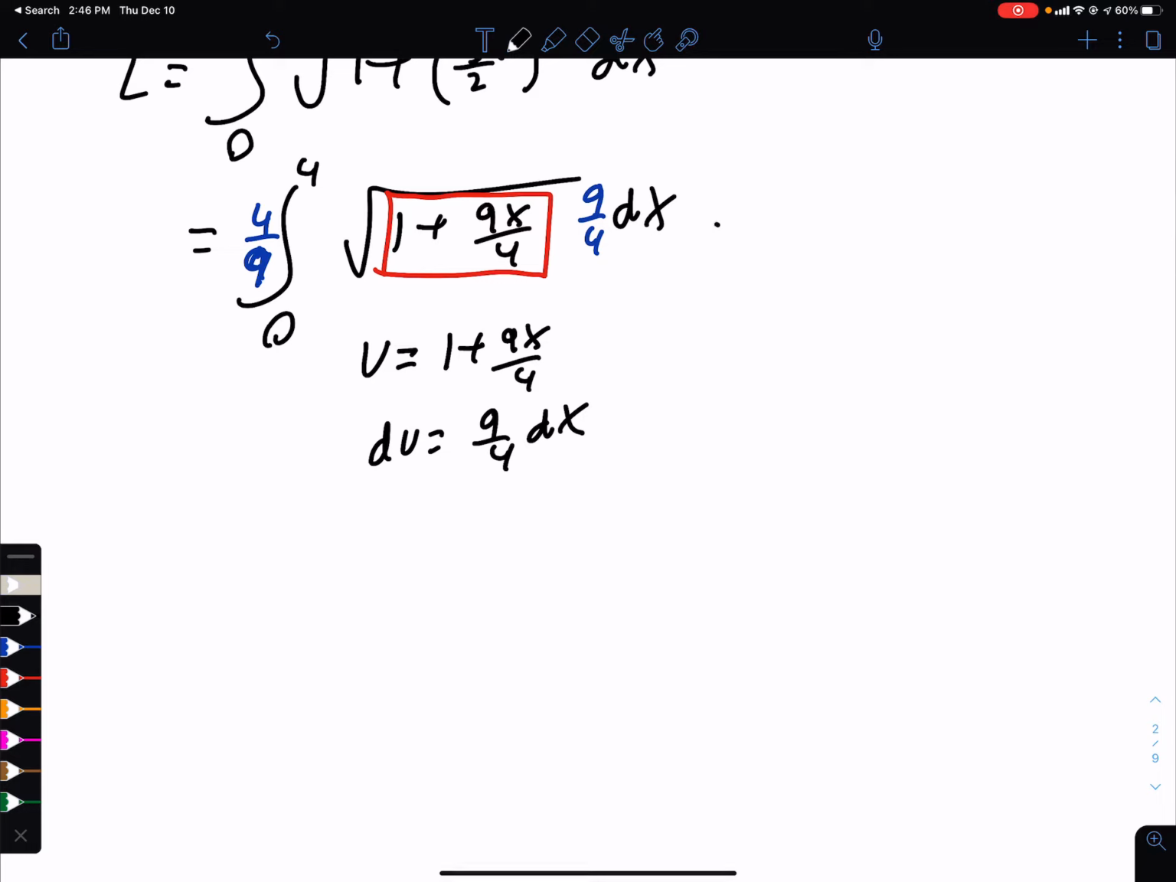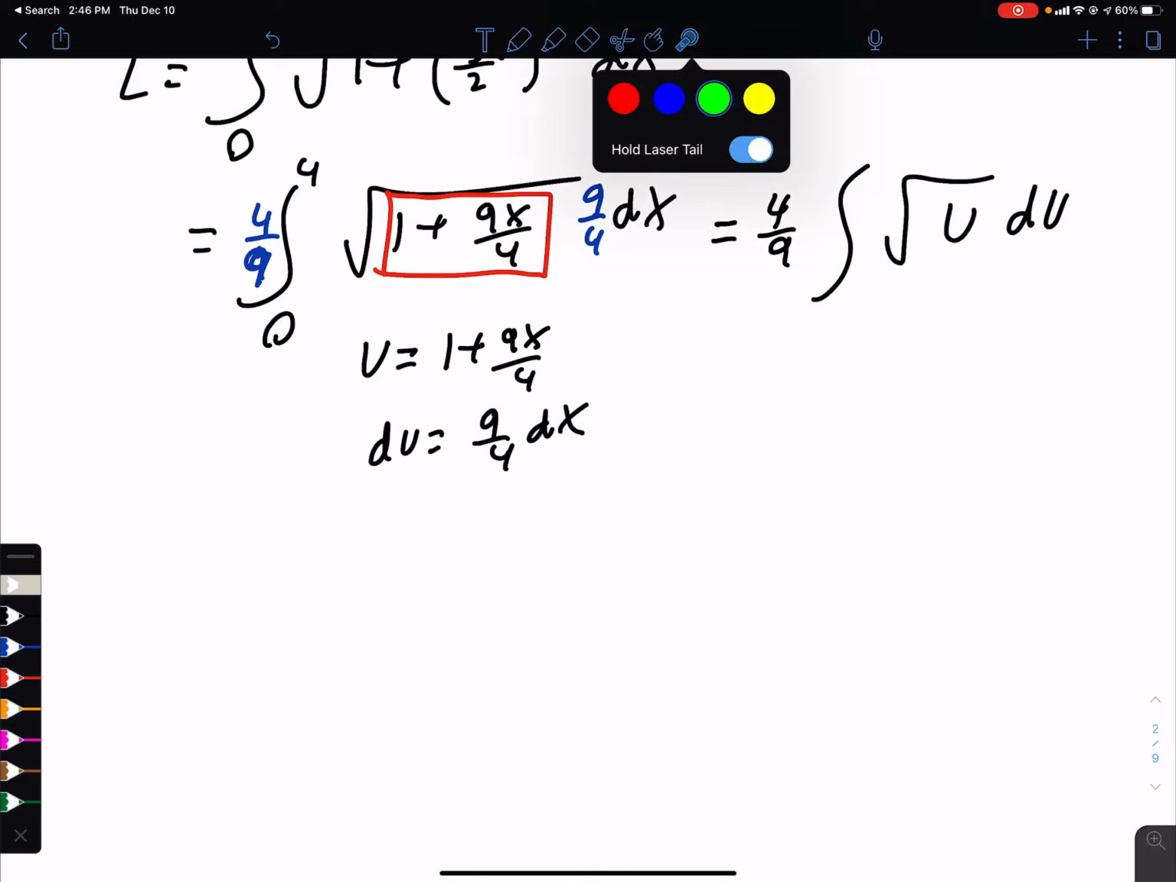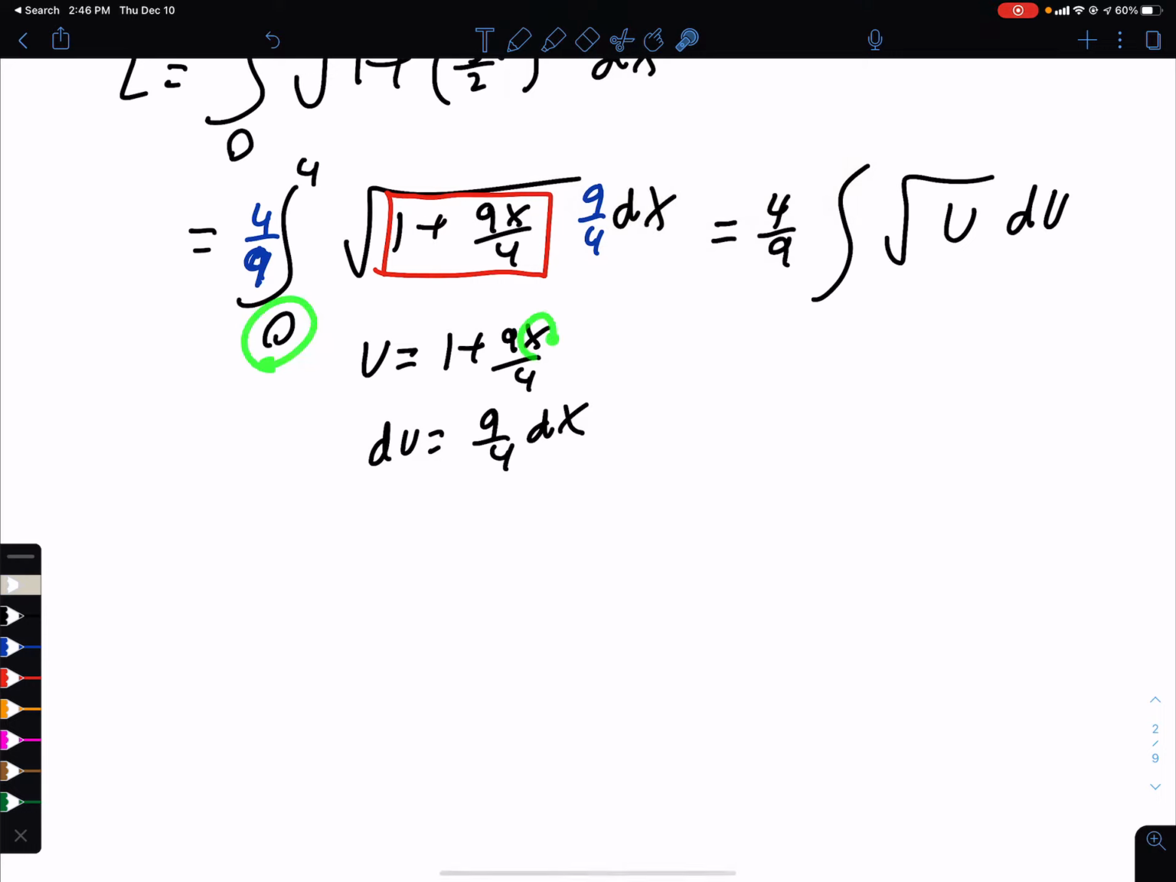Now we're ready to do this. So we have the 4/9. This box is u, so it's u. 9/4 dx is du, so I'm going to put du there. And we need to change the limits of our integration. When x is 0, u is 1. So that's got to be 1. When x is 4, we're going to have 1 plus 9. We're going to have 10 here.